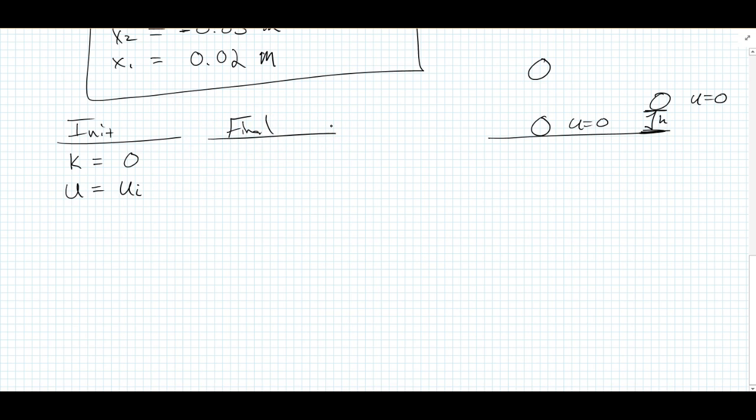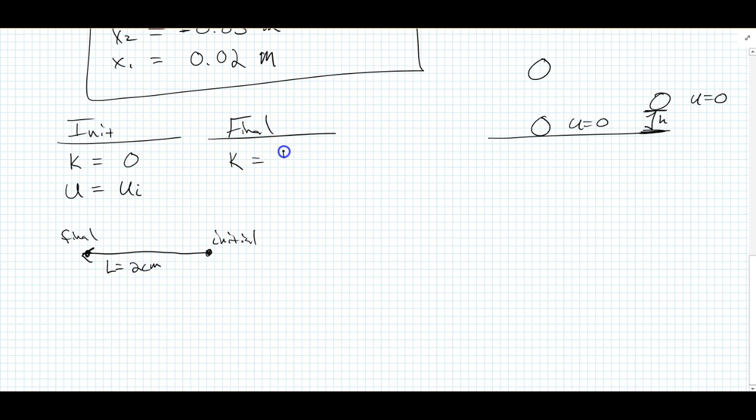Now let's look at the point where it has traveled 2 centimeters. The thing's going to take off to the left. This is 2 centimeters, which I'm calling L. So this is the initial position, and this is the final position in terms of the conservation of energy that I'm trying to write down. Its kinetic energy is not going to be 0 anymore because it's going to have some speed.